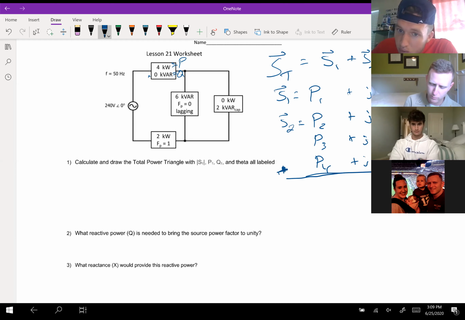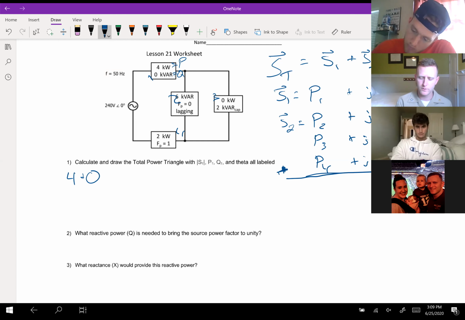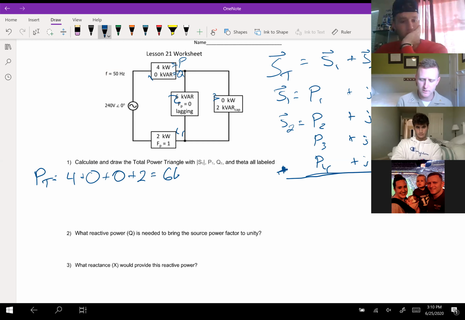So P1, if this is 1, 2, 3, and 4, P1 is 4. P2 is 0. I have 6 kVAR, which is a Q, and my power factor is 0. So if the power factor of 1 is all real, a power factor of 0 is all reactive. But it says it's lagging, so this in a second will mean that it's inductive. This one also says 3 says 0, and then right here is 2. So my P total in this case is 6 kilowatts.